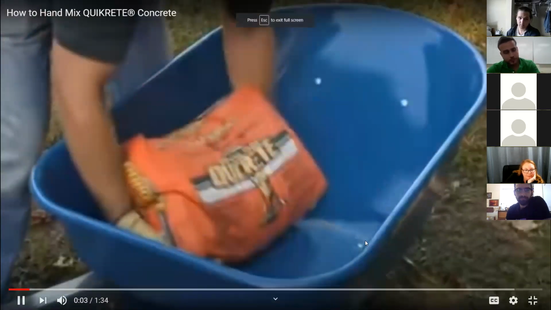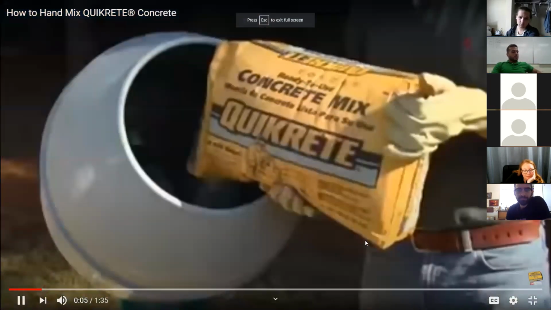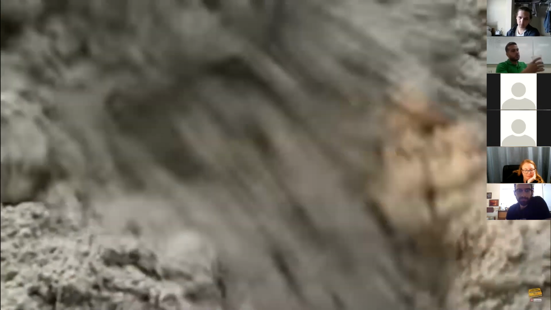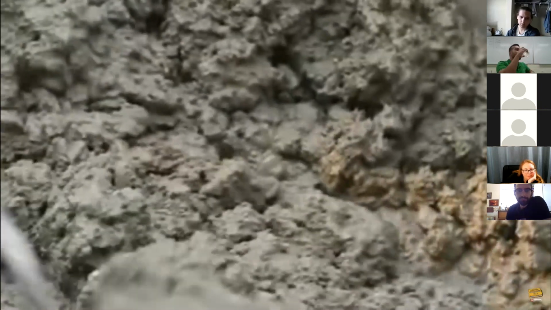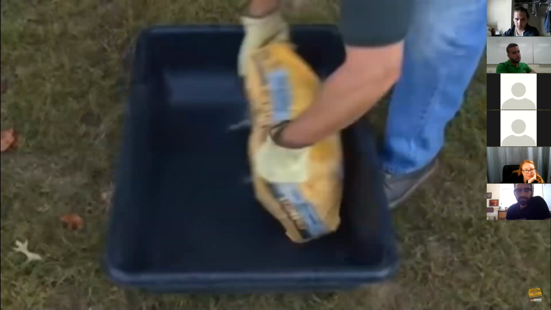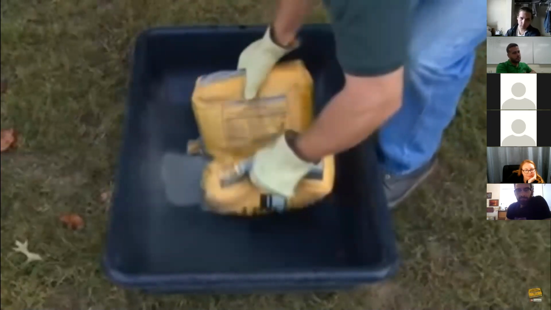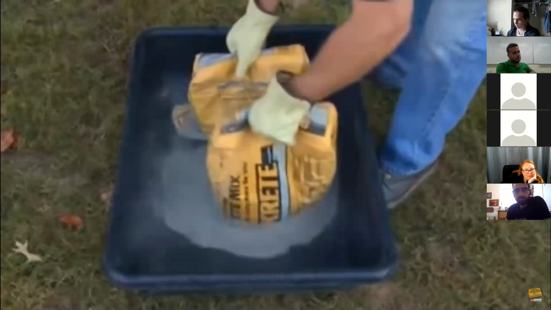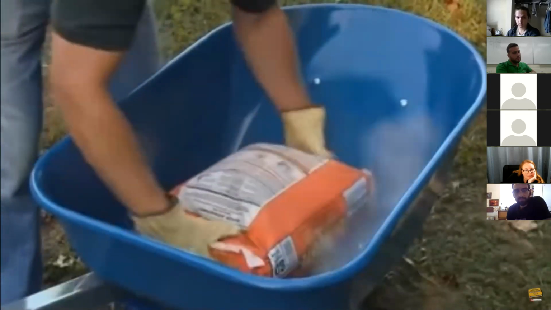Let's watch this Quikrete one. Concrete mixes can be successfully mixed by hand or machine mixed. For smaller projects, hand mixing is often the best method. When working with cement mixes, always wear rubber gloves and safety glasses during concrete mixing and placing procedures. Hand mixing can be done in a plastic mortar tub or wheelbarrow with a shovel or hoe.